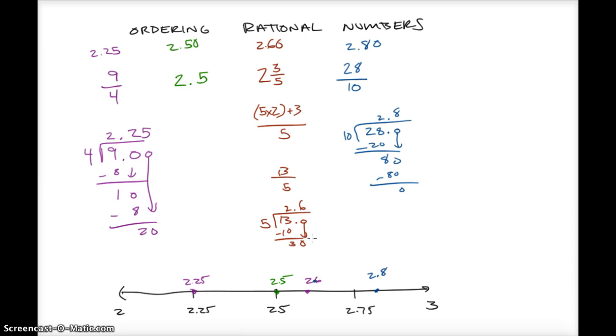All right, so that's how you can order them. That's one method of ordering them. You can try different ways of converting to fractions and decimals that you know how to do both.